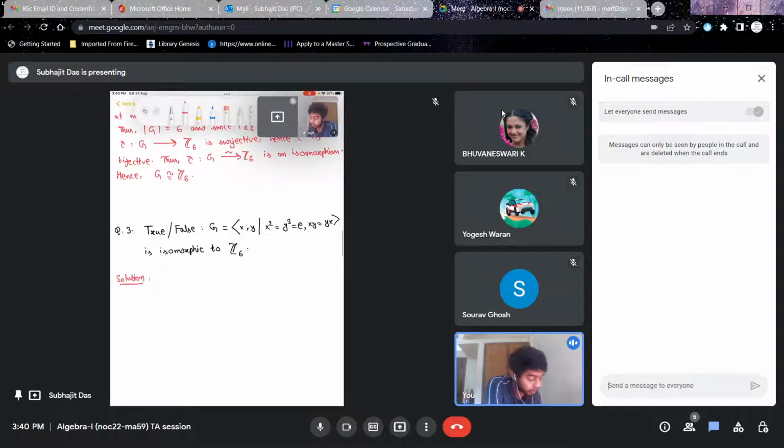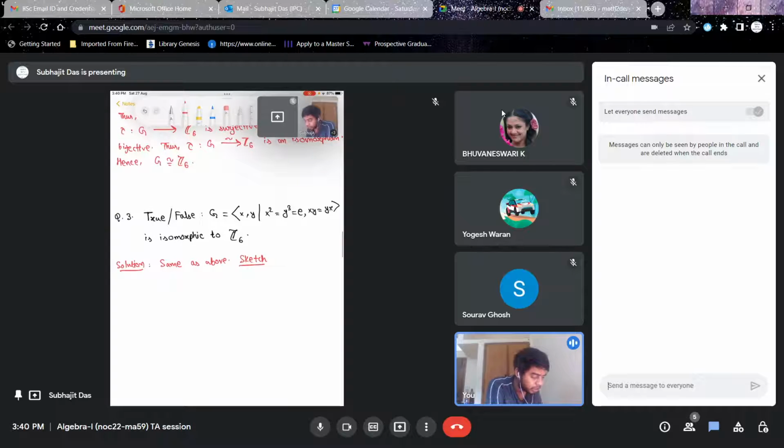The solution is the same as above. This is just a small sketch. We have already done this, but let's mention the relevant steps, right? So take the mapping of the set {x, y} into Z6. This is a set map which maps x onto 3 and y onto 2, right?